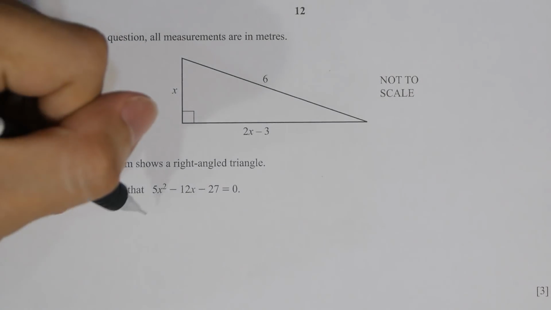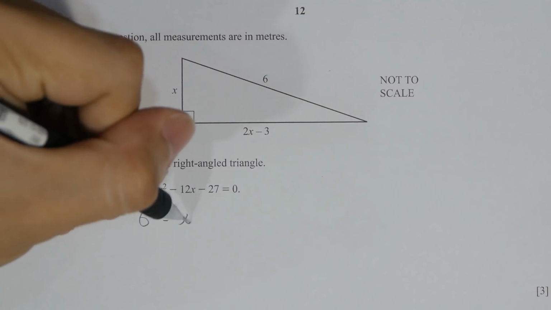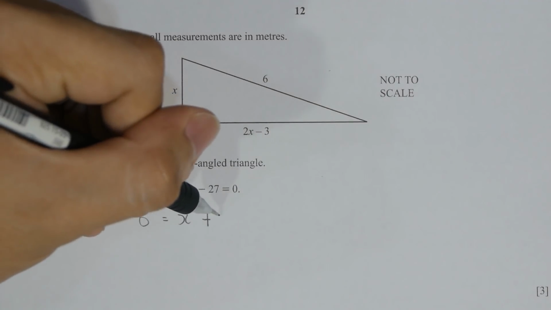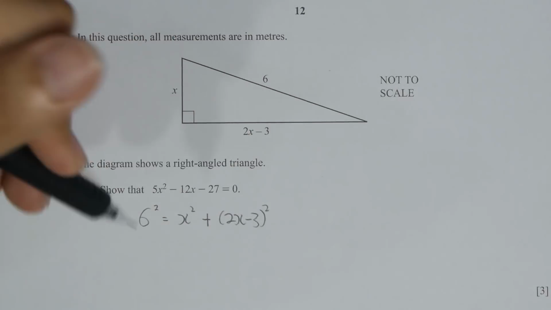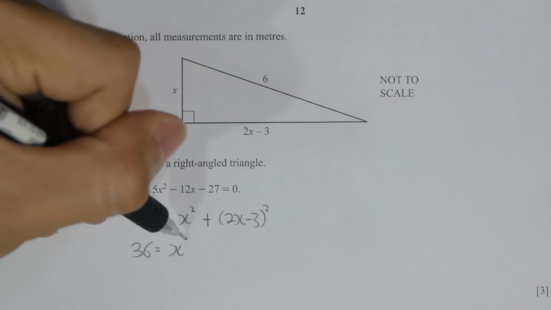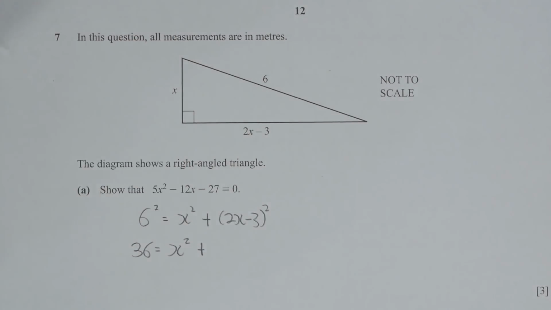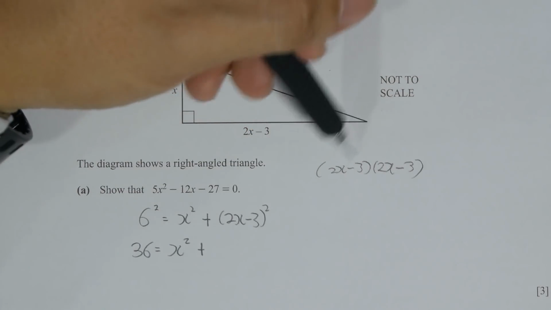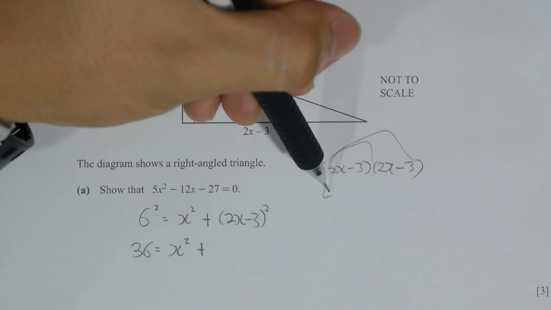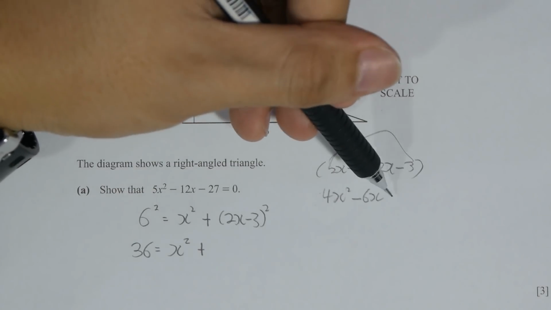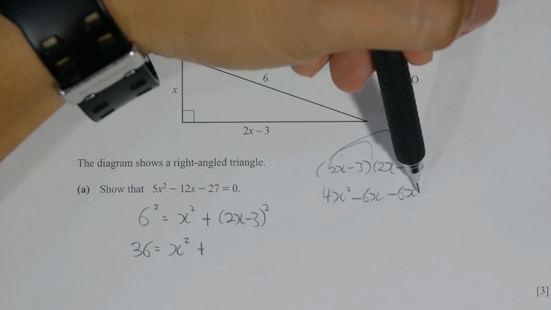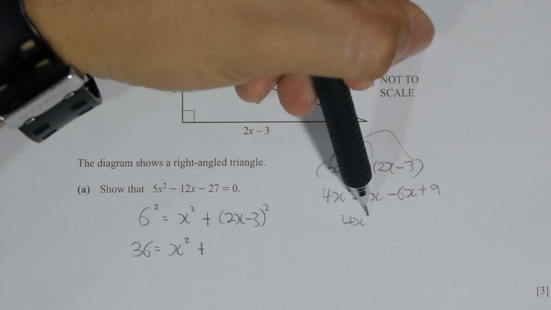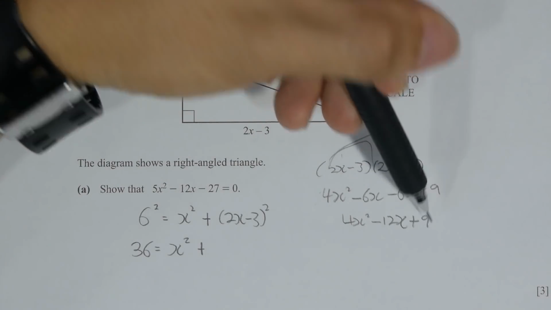Question 7, part A. All you need to do to prove a right angle triangle is use the Pythagoras theorem. 6 squared equals x squared plus (2x minus 3) squared. After you run the calculation, you will get 5x, then you get the formula 5x squared minus 12x minus 27.